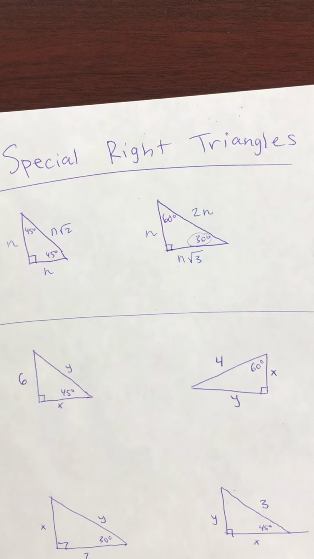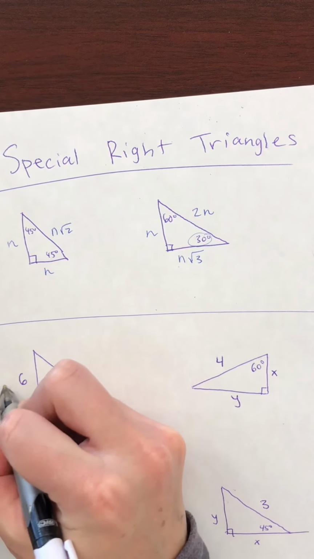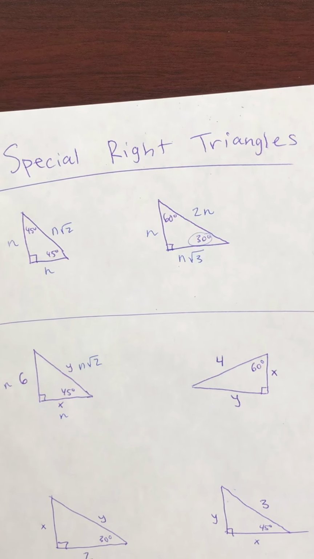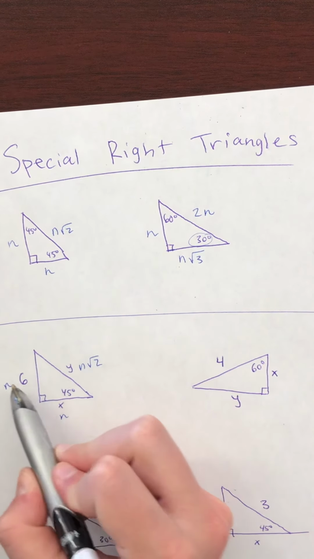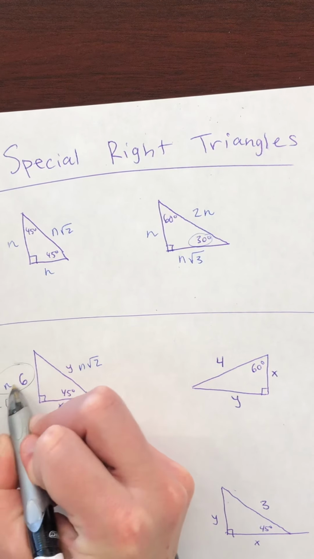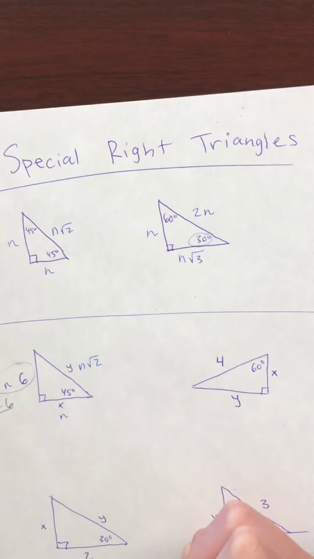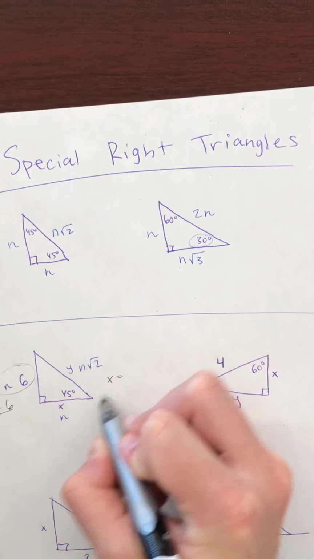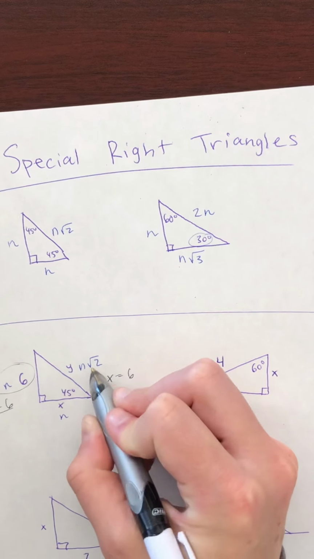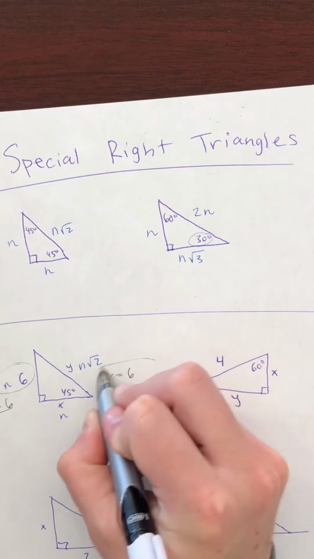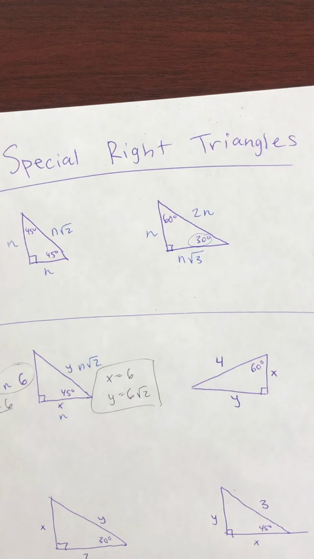Okay. First thing, step 1, label n, n root 2 for my 45 degrees. Then what you want to do is set equal the side you have. I have the 6, so I say n equals 6. Easy, I already have n now. It's straight plug in from there. So x would equal n, which is 6. Y would equal n root 2. Well, n was 6, so this would be 6 root 2. Cha-ching, easy as that for that one.